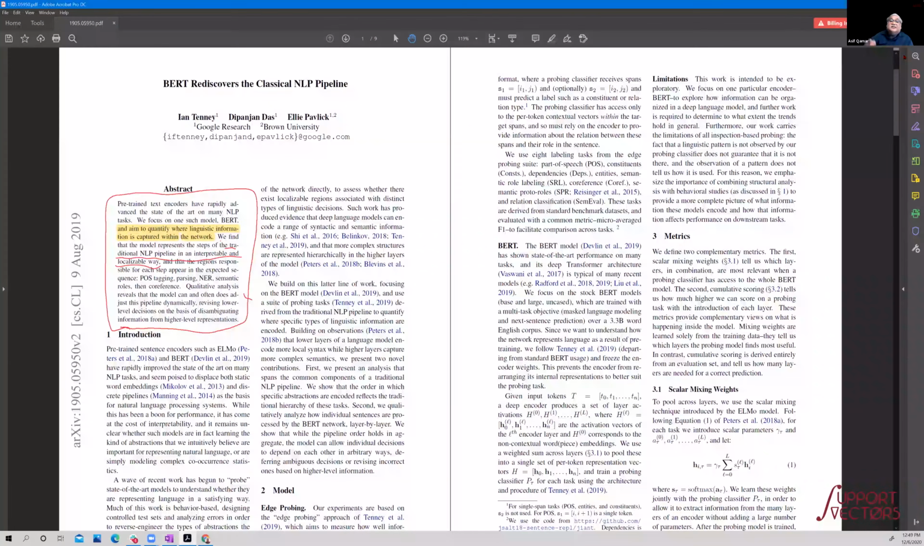Localization means you can say this particular encoder layer is the one that is doing, and these two layers together are doing most of, let's say, the part of speech tagging, right? Or named entity recognition and so forth. You can be very specific.